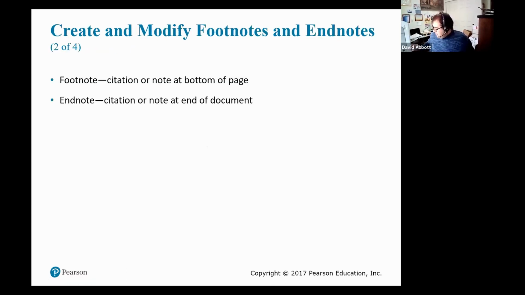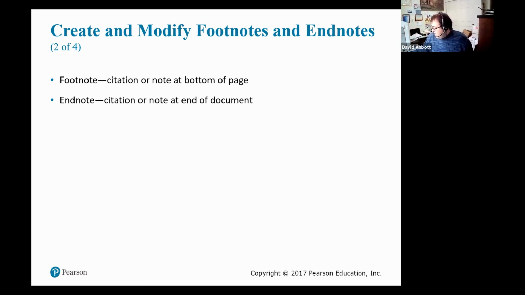Okay, footnotes and endnotes. A footnote is a citation or note that appears at the bottom of the page. Sometimes you'll be reading an article and it'll have a little superscript number, and if it says one, you'll go down to the bottom of the page, find one, and read the note that went with it. An endnote is a citation or note that appears at the end. So an endnote is at the end of the document, in one section for all of them.